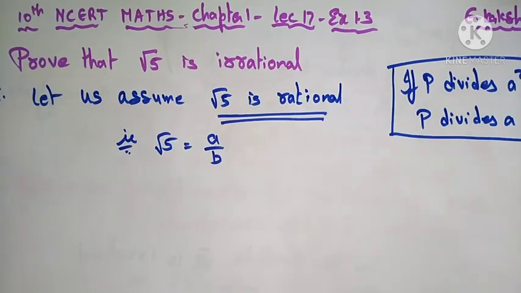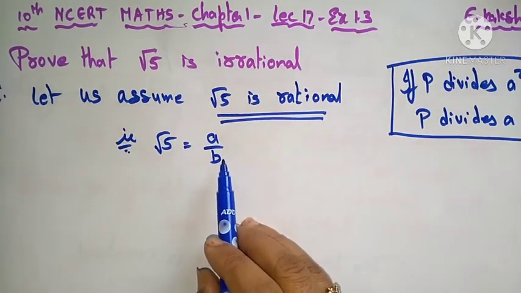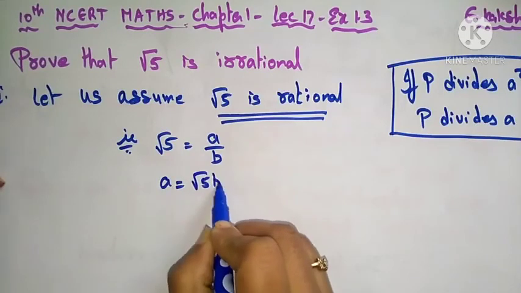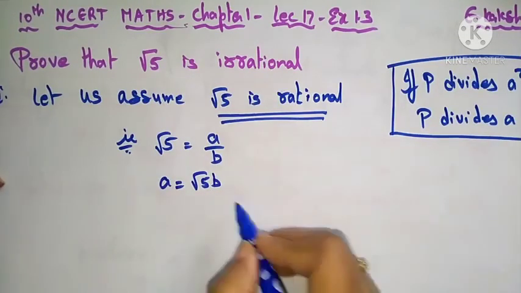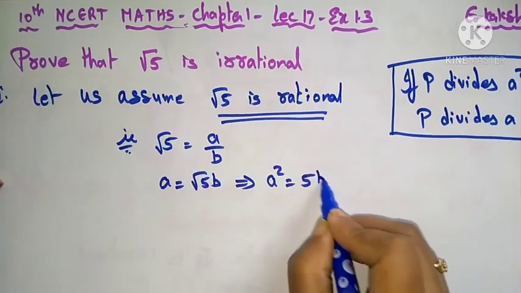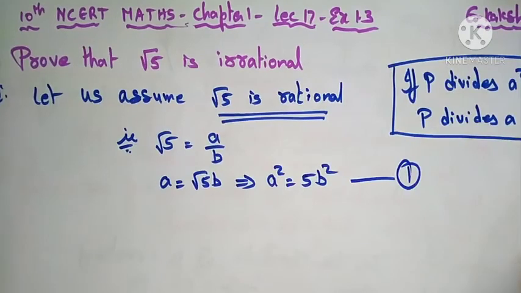Those numbers you call rational numbers. So root 5 is equal to a by b, so a is equal to root 5 b. Just square both sides. You will get a square is equal to 5b square. So let's take this as the first equation.